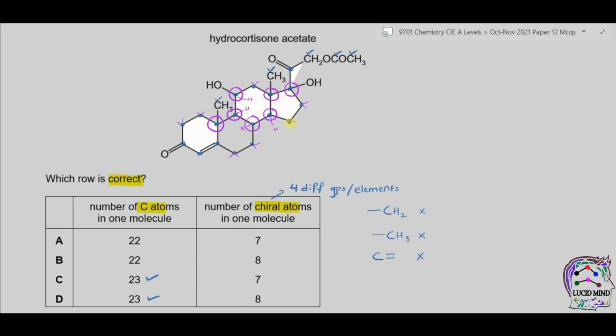This is CH2, this is CH2. This is double bonded, this is CH2, this is double bonded to oxygen, this is CH3. So in total we have 7 chiral carbons. Correct option is therefore C.